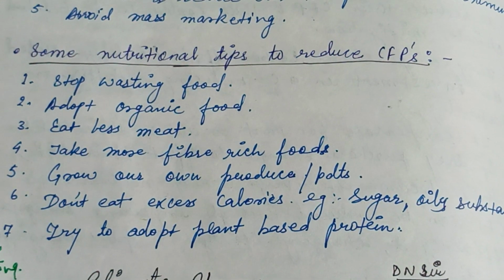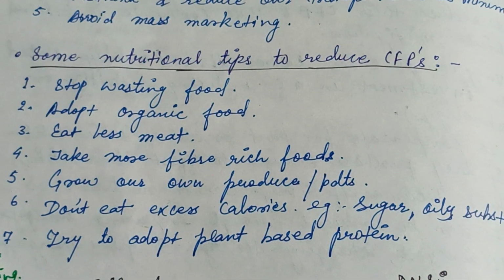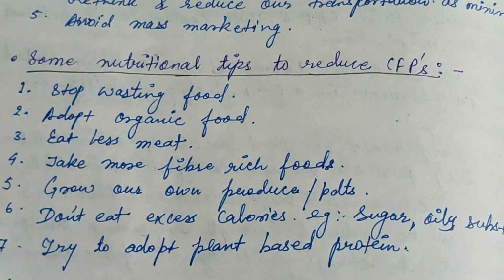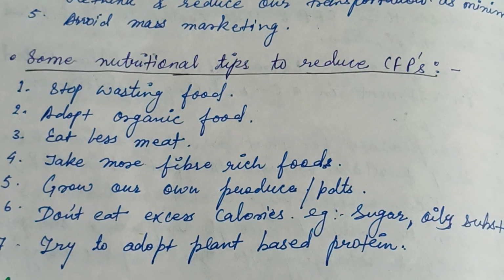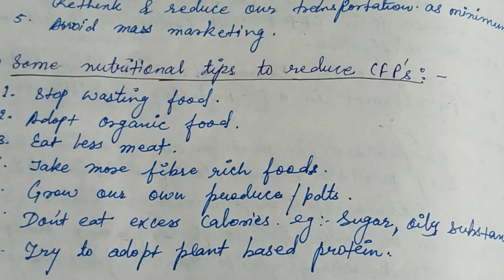So some nutrition tips to reduce carbon footprint: stop wasting food, adopt organic food, eat less meat, eat more fiber-rich food, grow our own produce, don't eat excess calories, for example sugary, oily substances, and try to adopt plant-based protein.